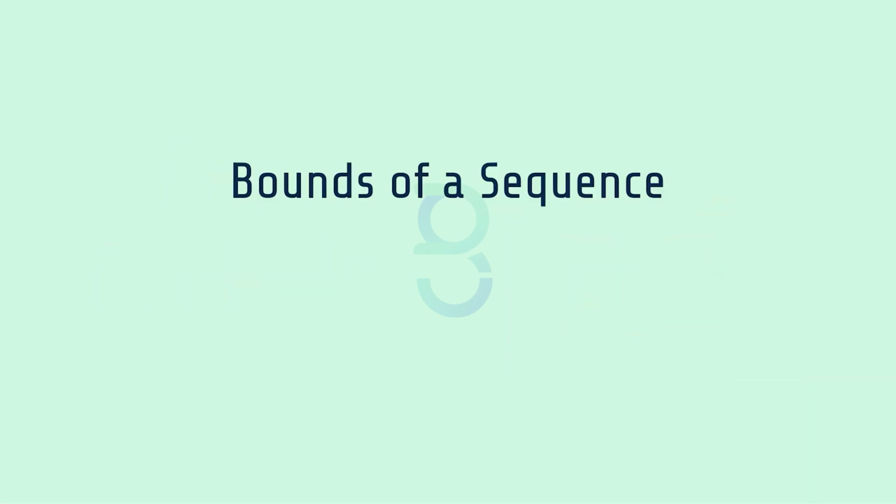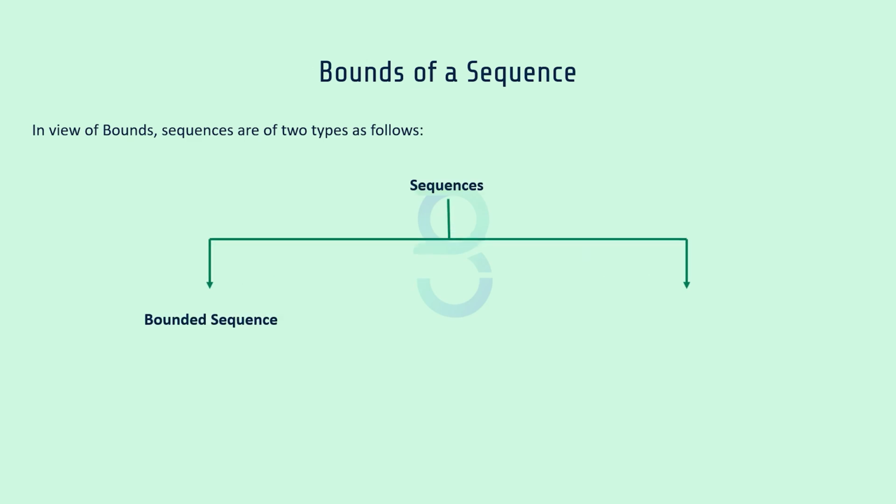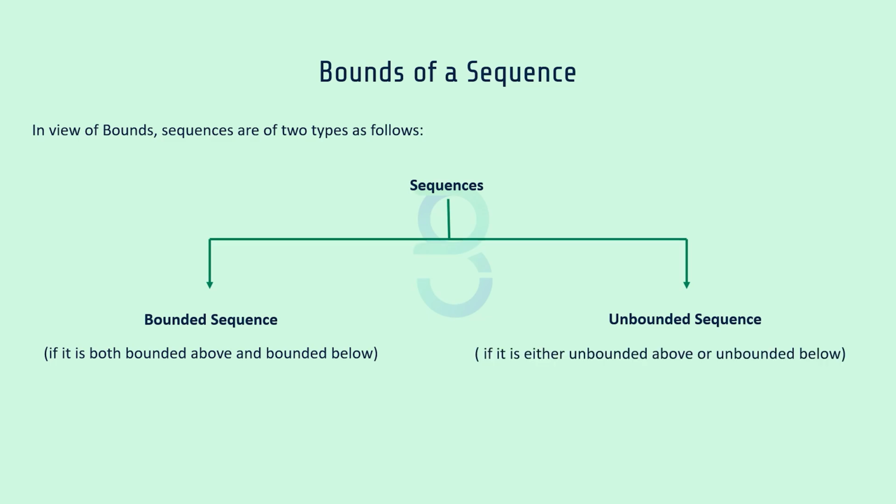In this video lecture, we are going to learn about bounds of a sequence, supremum and infimum of a sequence. Bounds of a sequence. In view of bounds, sequences are of two types, bounded sequence and unbounded sequence. A sequence is said to be bounded if it is bounded above as well as bounded below. And a sequence is said to be unbounded if it is either unbounded above or unbounded below.